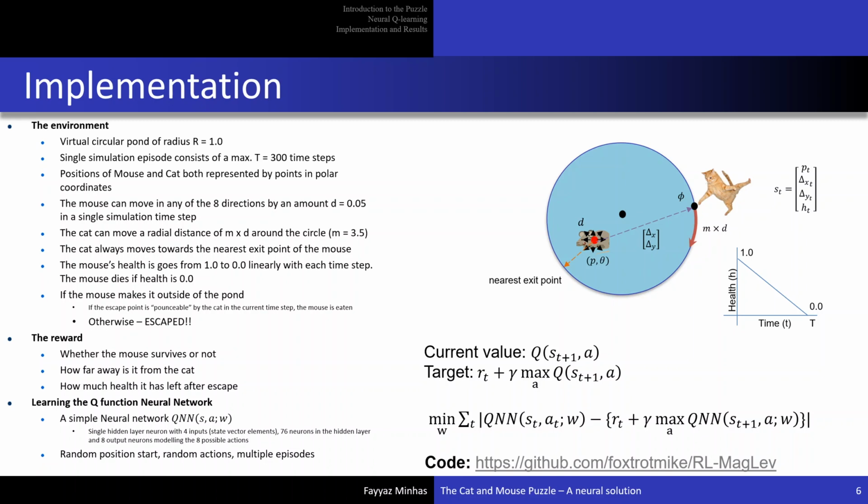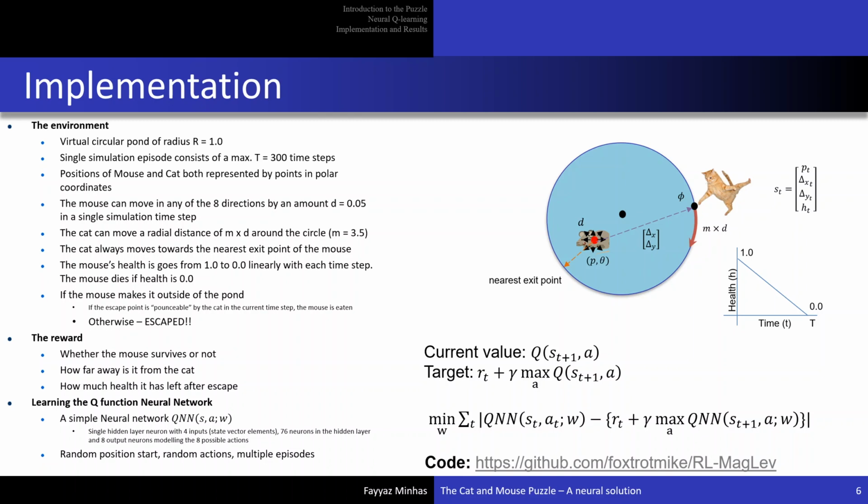And the second thing that we really need to implement is a reward function. The mouse is rewarded based on whether it is able to survive or not, how far away it is as it escapes from the cat, and how much health it has as it escapes. The complete implementation details of this reward function are given in the code that I'll be talking about in just a bit.